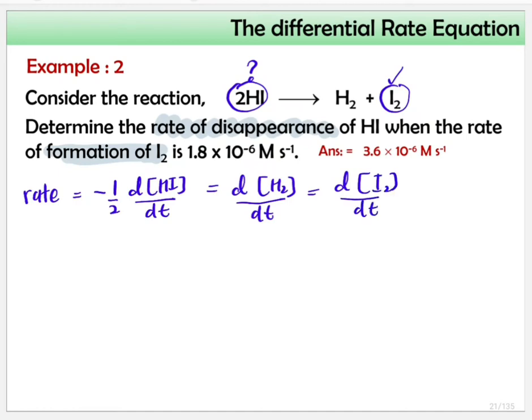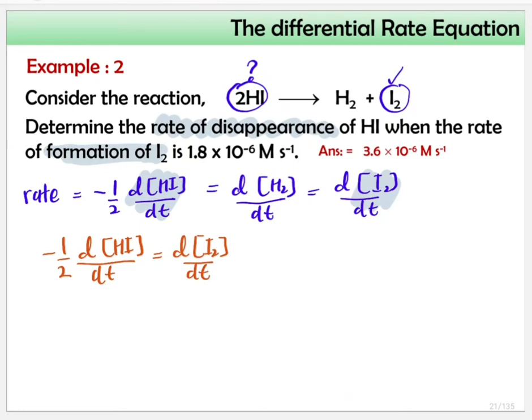Okay, so settle about the equation. So now, daripada equation itu, kita nak relate apa? Kita nak relate HI sebab kita nak cari dia dengan I2. Okay, sebab soalan bagi information about iodine. So now, kita boleh tulis negative 1 over 2 dHI over dt equals to dI2 over dt.